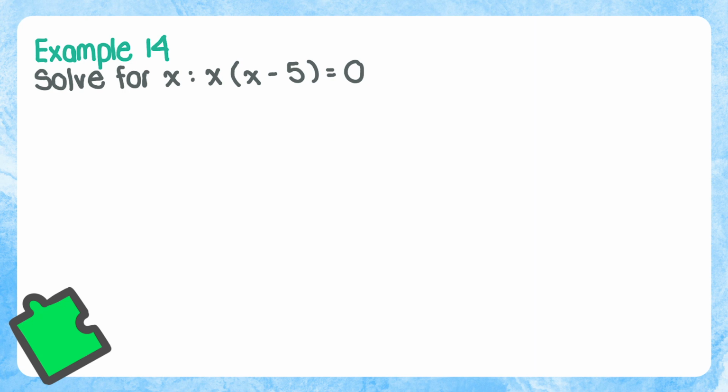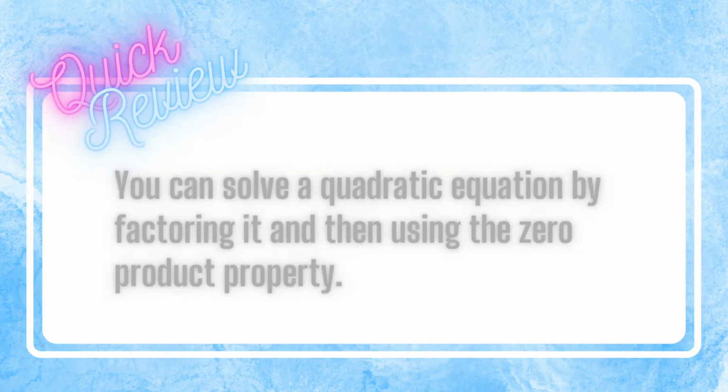And your last example is very similar to the example we just worked on. So just as a quick review, today you learned that you can solve a quadratic equation by first factoring it using the method of exhaustion and then using the zero product property. So whenever something times something equals 0, one of them has to equal 0. So if a times b equals 0, either a equals 0 or b equals 0.